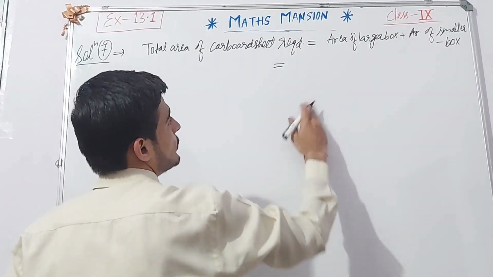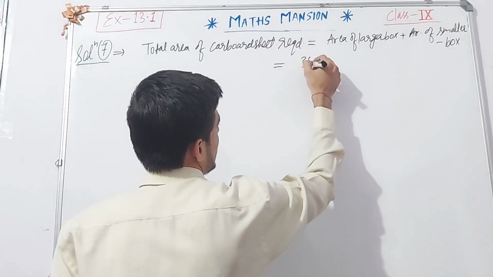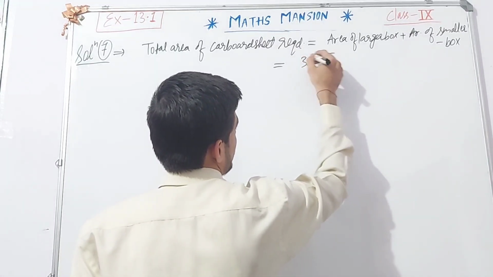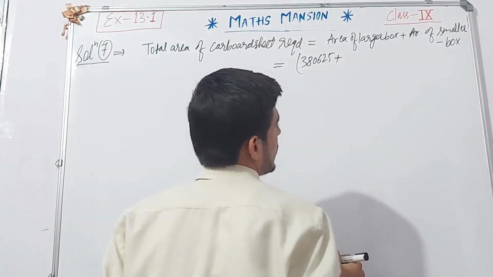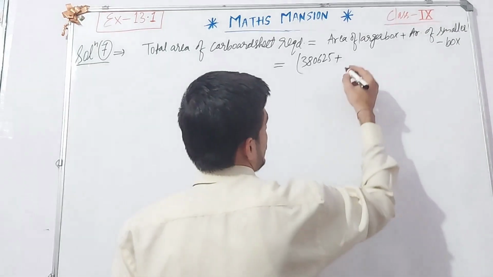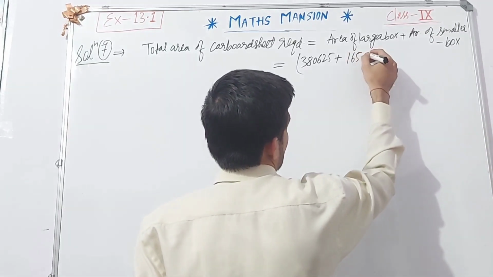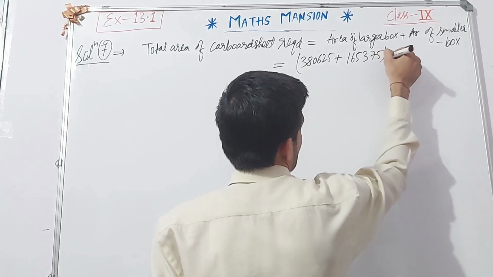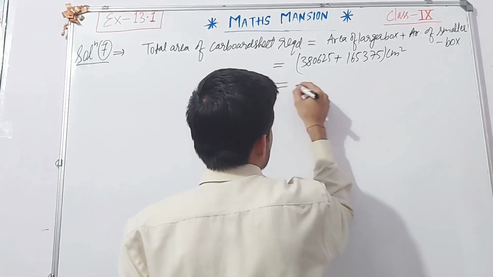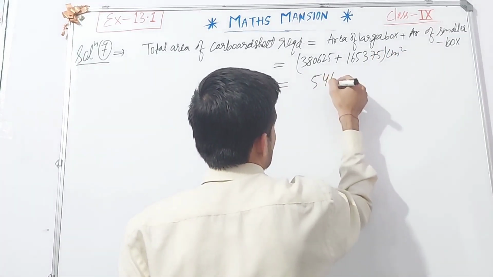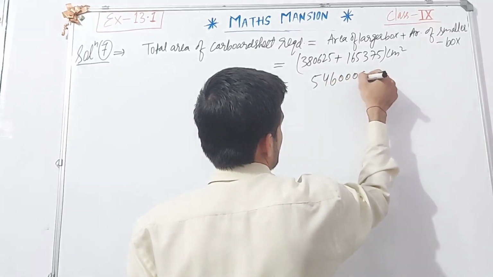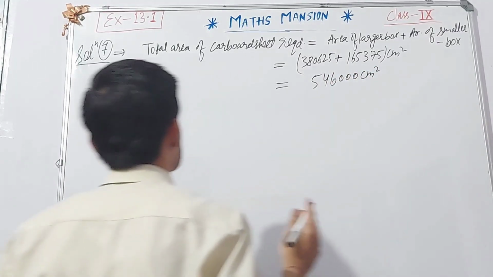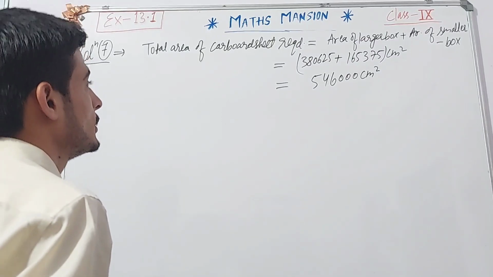So the area of the larger boxes was 380,625, and the area of the smaller boxes was 165,375 centimeter square. Adding these both, we'll get 546,000 centimeter square. So this is the total area of cardboard sheet required.